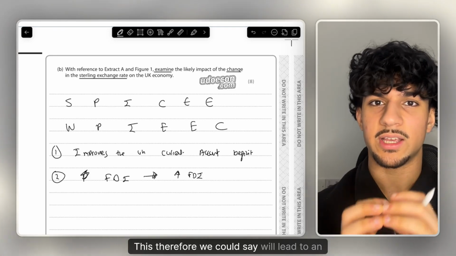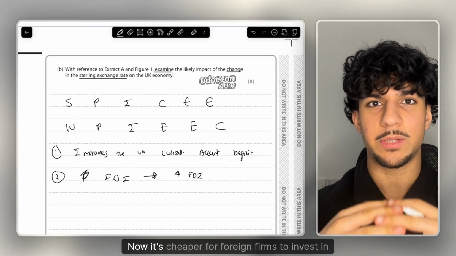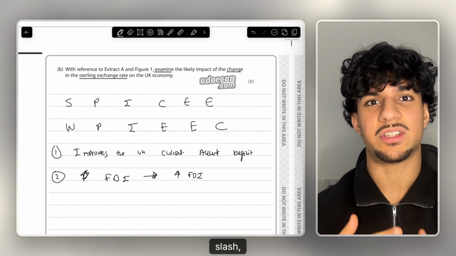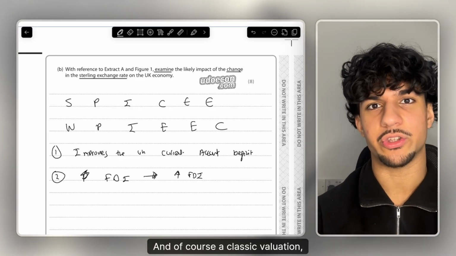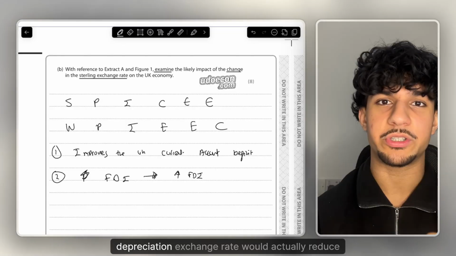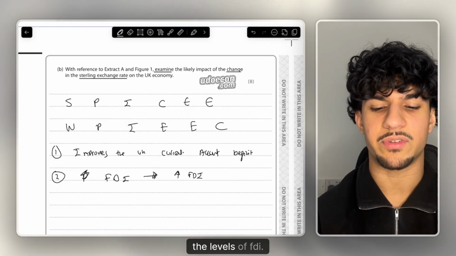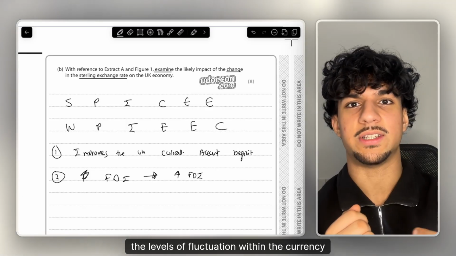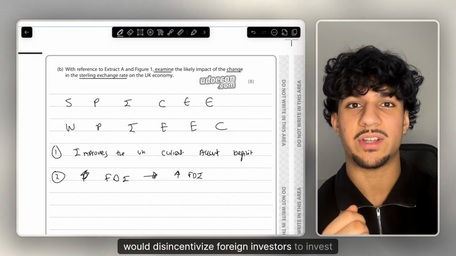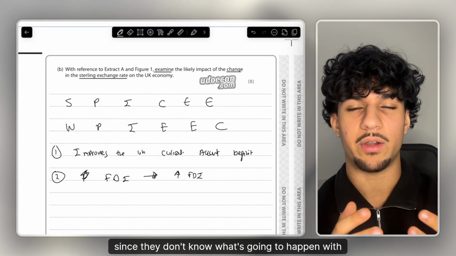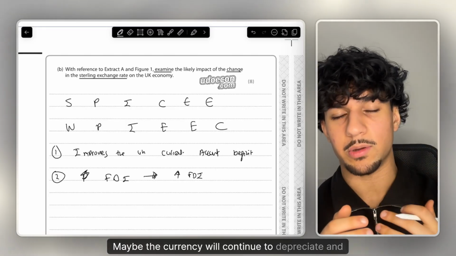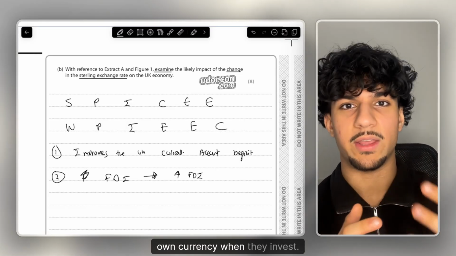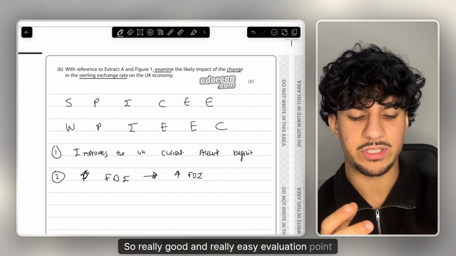This, therefore, we could say will lead to an increase in FDI, since now it's cheaper for foreign firms to invest within the UK, so therefore there'll be more incentive, they'll invest more. And of course, a classic evaluation, the opposite side of the spectrum here, is that a depreciated exchange rate would actually reduce the levels of FDI. Why? Because the levels of uncertainty, the levels of fluctuation within the currency would disincentivize foreign investors to invest, since they don't know what's going to happen with their investment. Maybe the currency will continue to depreciate and they'll lose out in real terms in terms of their own currency when they invest. So really good and really easy evaluation point there as well.